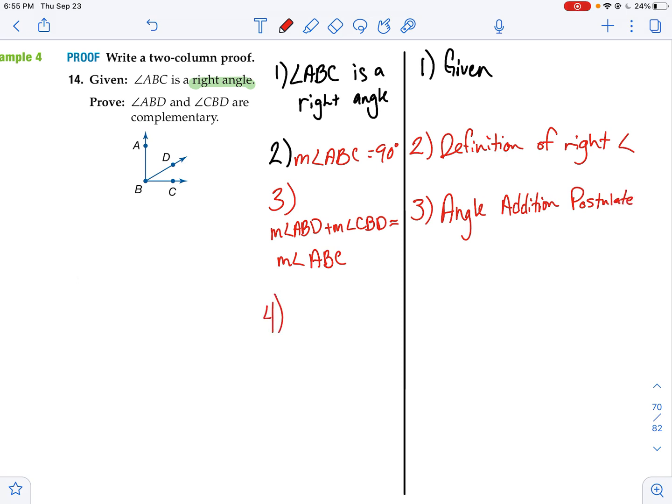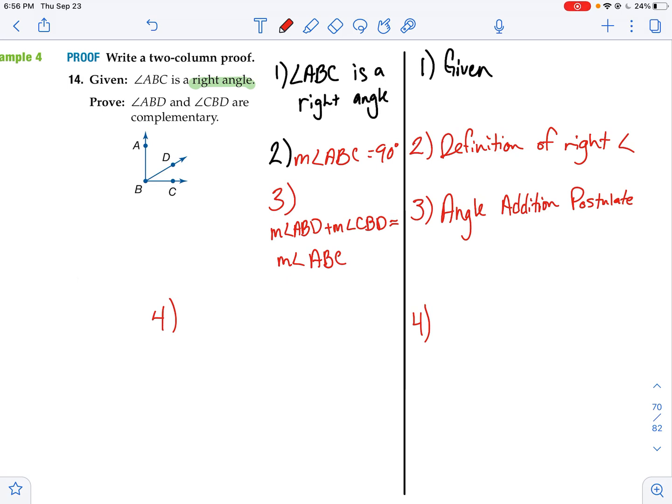Okay. Step 4, what can you substitute? What can you substitute from here? And again, I think at this point you could probably try to work out the proof on your own. I would encourage you to pause the video and then only unpause to check your work or to get help.